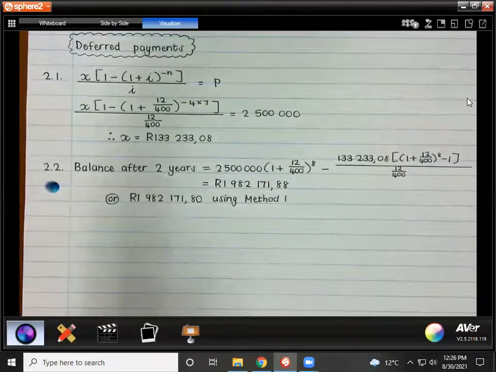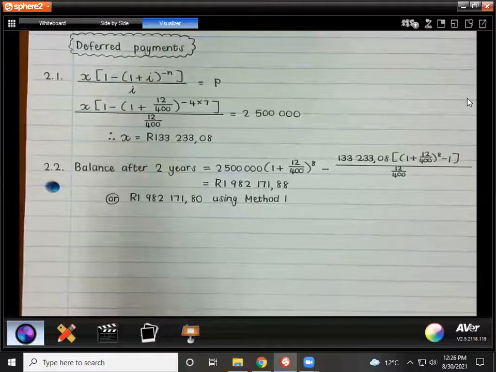Okay, I used method 2. That's the answer that I got. But if you used method 1, you would have gotten that answer. Now, I just want to show you because in my notes from the previous year, I used method 1. So I just want to show you that working in case you tried it and you didn't get it.